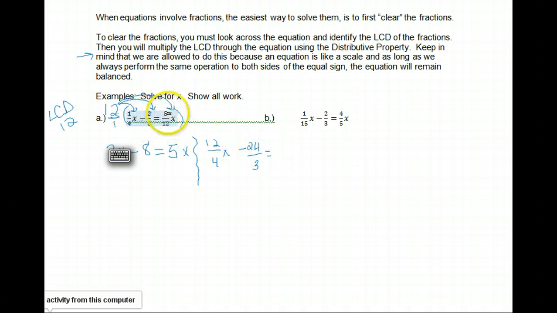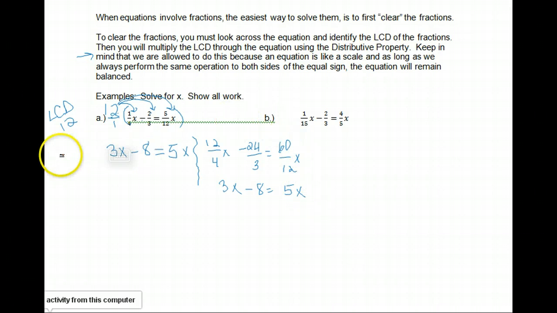And then we will multiply to the 5. 12 times 5 is 60. 1 times 12 is 12. And then that's an x term, so that's x. Then you can divide. 12 divided by 4 is 3x. And then we're going to move on to the next term. Negative 24 divided by 3 is negative 8. And then the last term, 60 divided by 12 is 5, and that's a 5x.